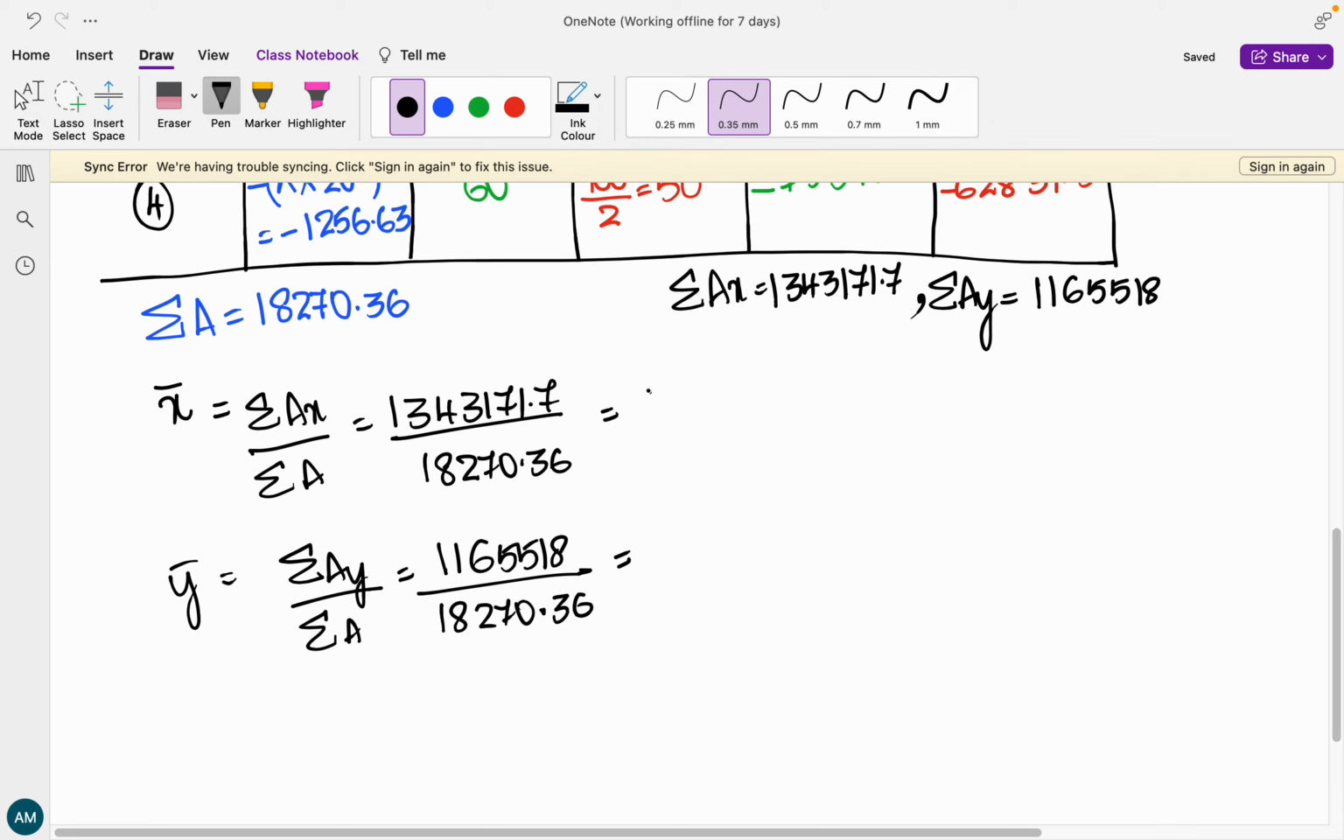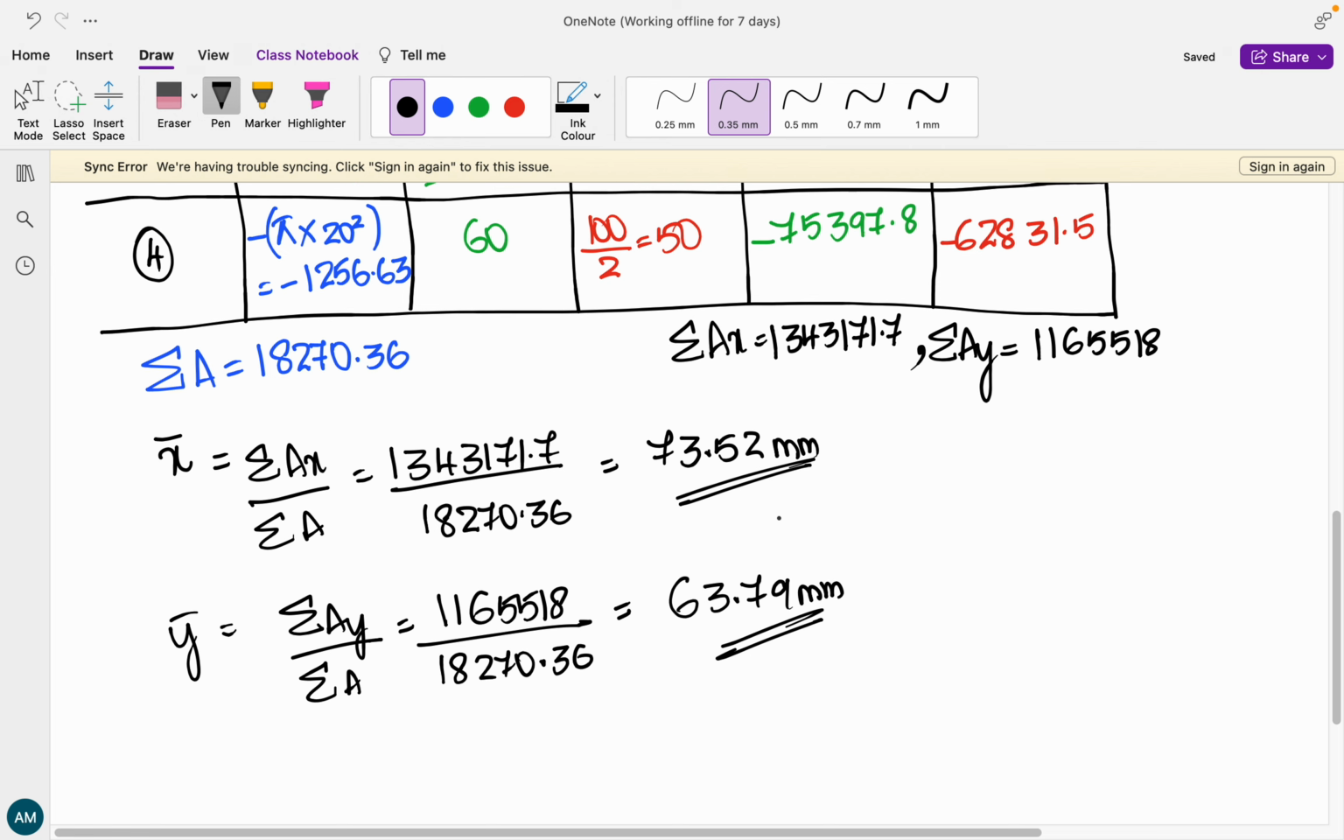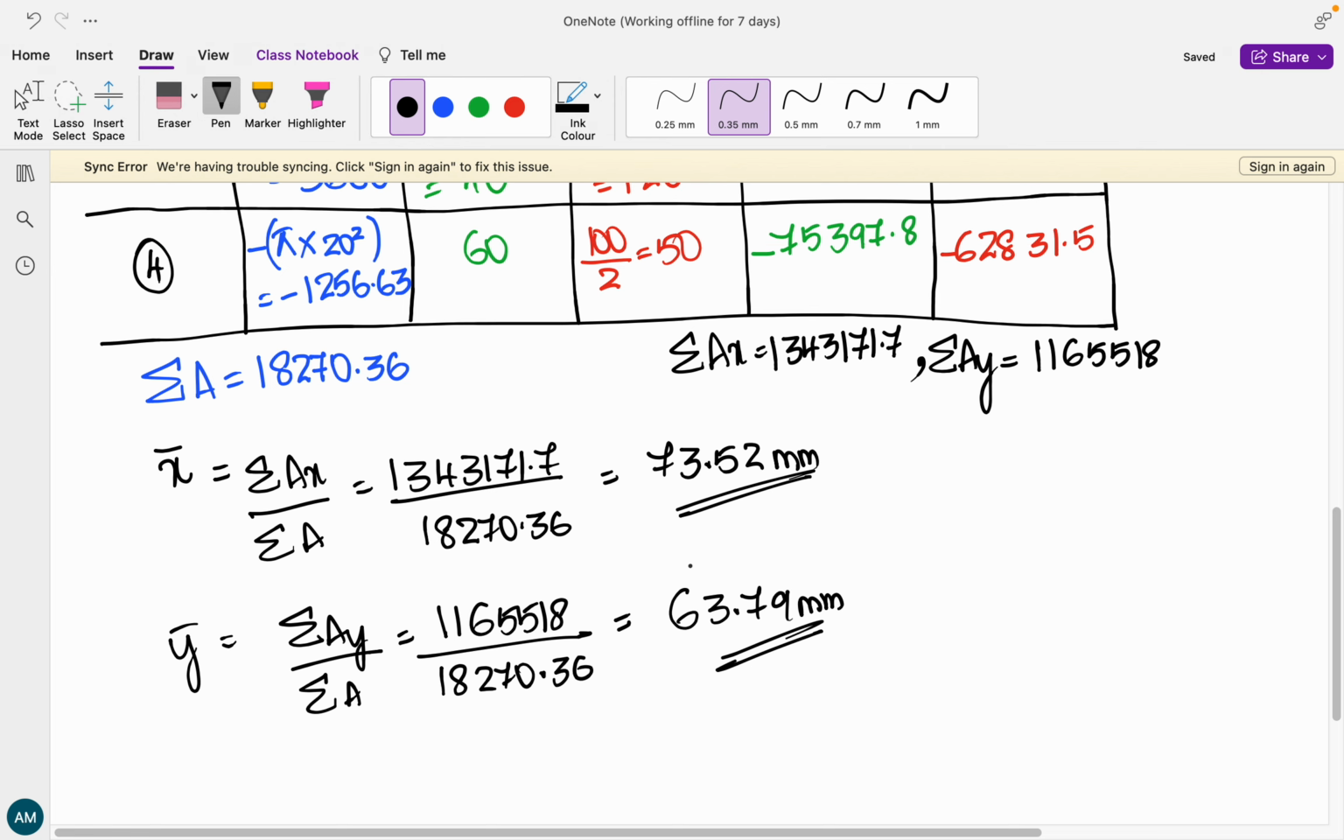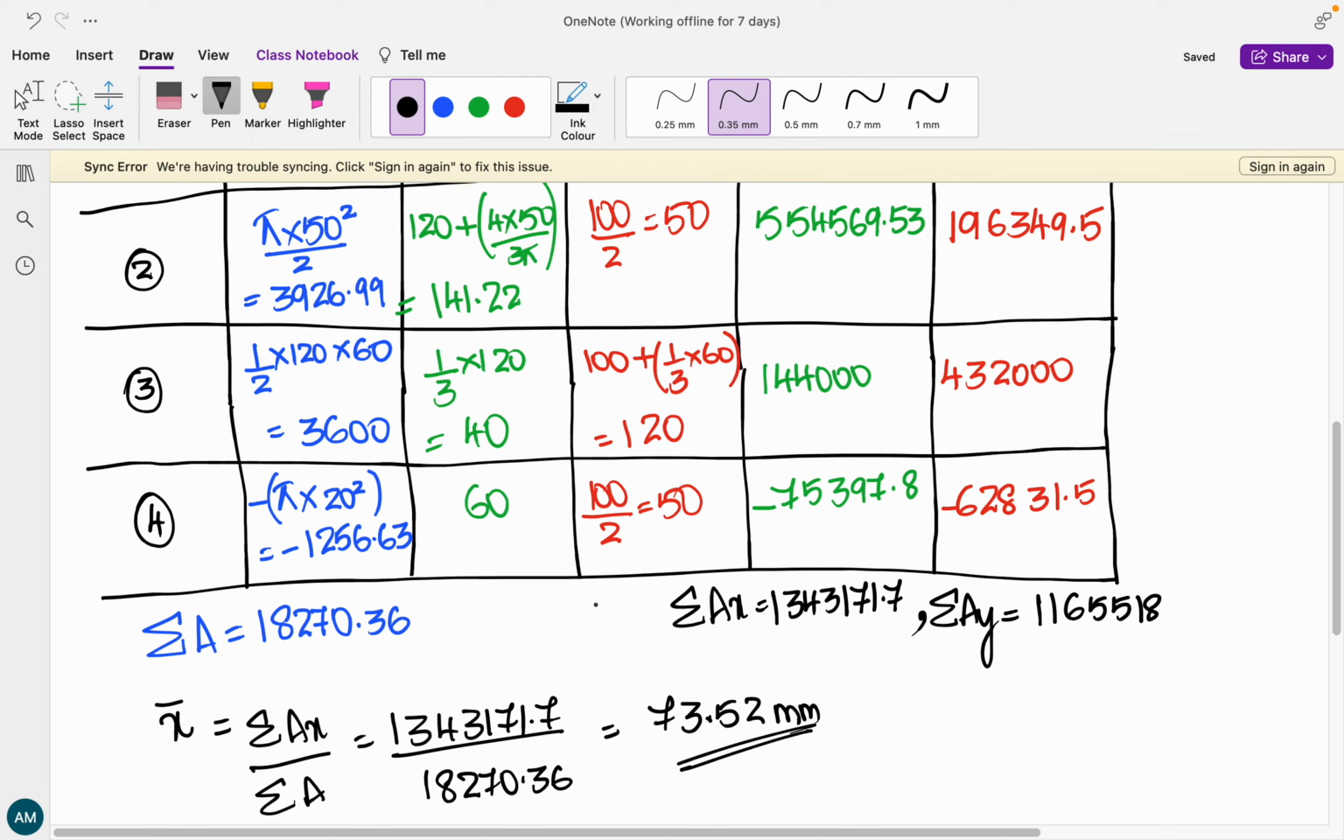In the first case, x bar is 73.52 mm. Focus on the units. Do not miss the units. If you forget to write the units, then it is not going to be clearly expressed. And the next one, that is y bar, is going to be 63.79 mm. So what does this mean? 73.52 mm and 63.79 mm.